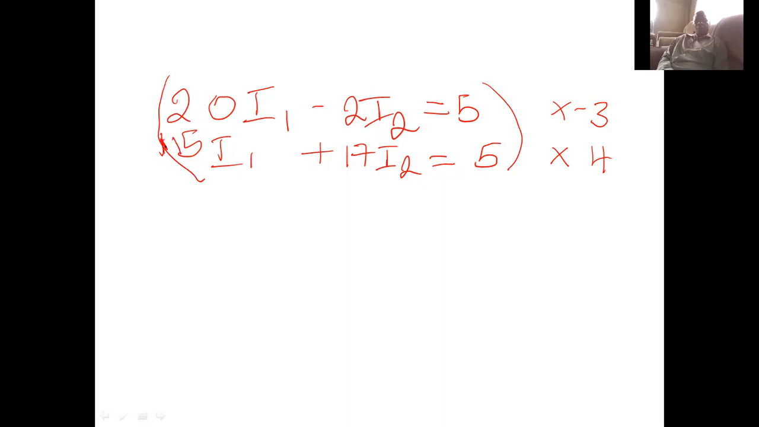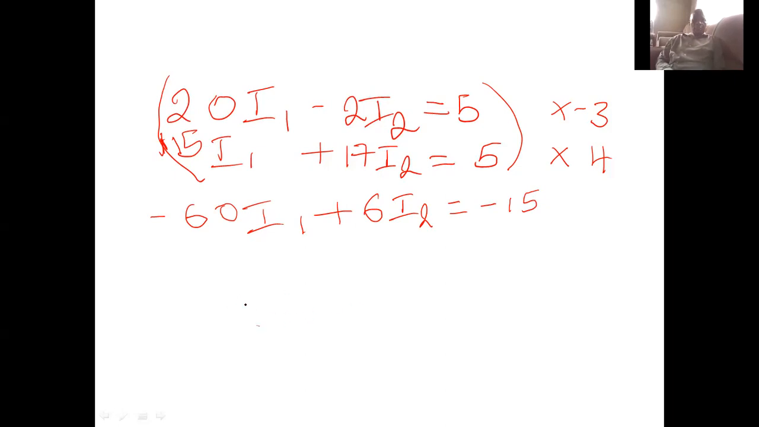This is our 15. And so when we multiply 3 by 20, we are actually getting negative 60 i1. Then negative 3 times negative 2 i2 gives us positive 6 i2, which is equal to negative 3 times 5, which gives us negative 15.